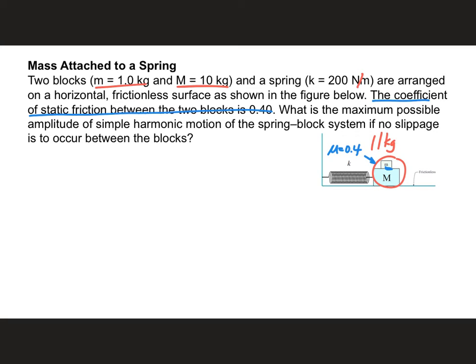under the big block. What's the maximum possible amplitude of simple harmonic motion of the spring block system if no slippage occurs between the blocks? So as you can imagine, you could get this thing wiggling so fast that the top block should fly off. So we want to make sure that doesn't happen for some reason. Okay, we need the block to stay at rest on top of the big block. How do we do that?